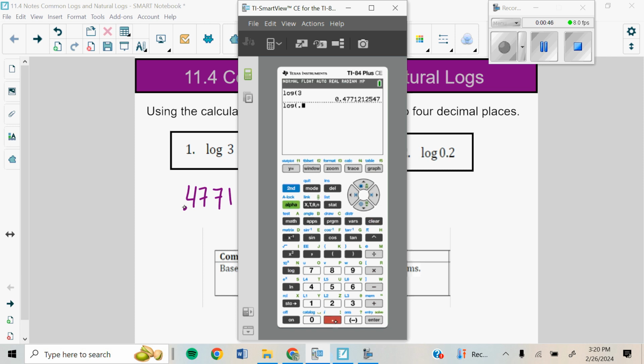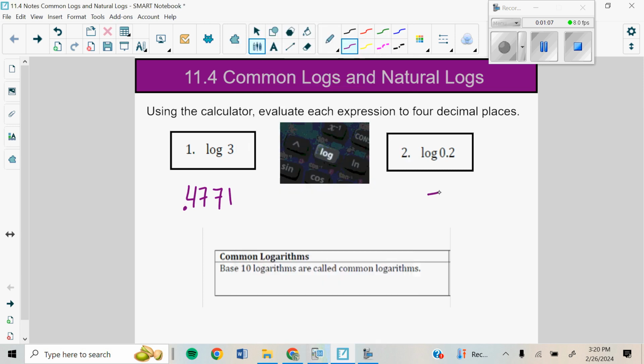Log of 0.2. And we end up here with a negative 0.69897. So if we go to 4 decimal places, we're going to have to do a little rounding. That 9 and then the 7 after it tells us to round that up. So we'll be negative 0.6990.